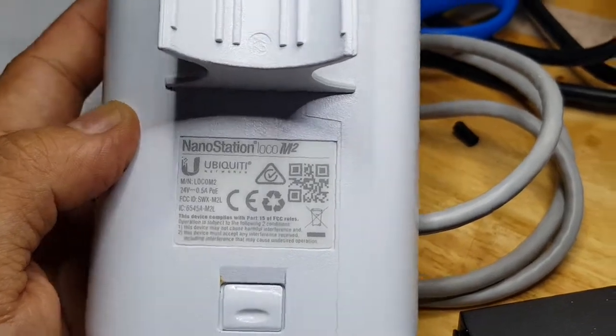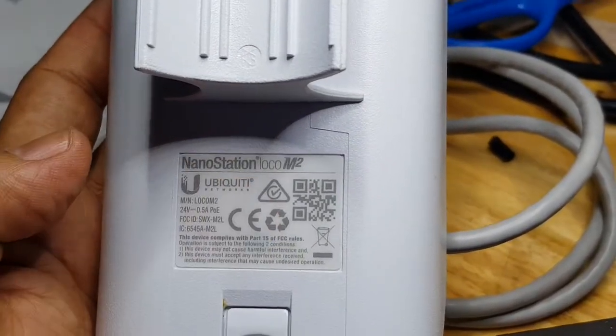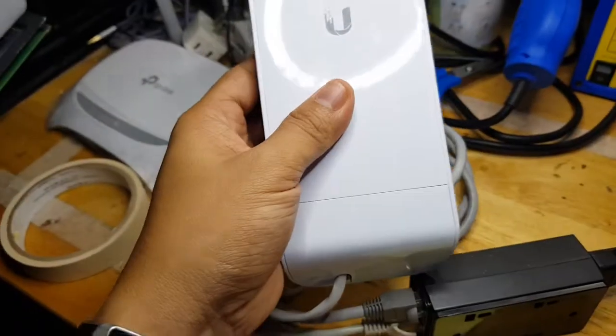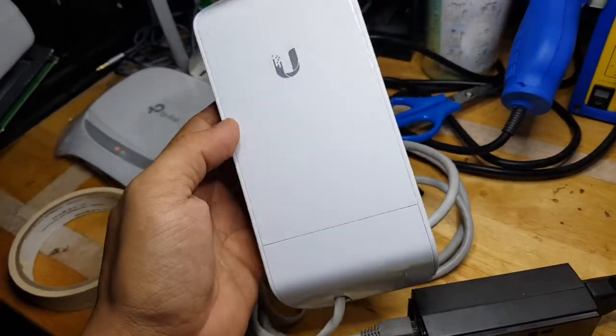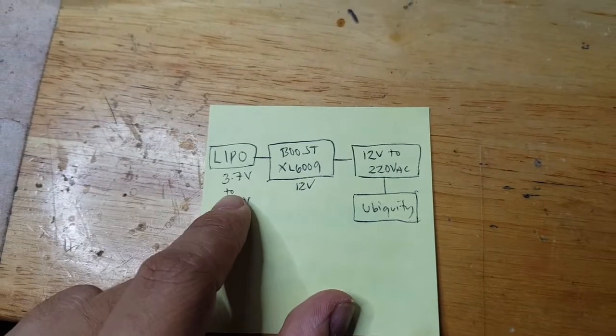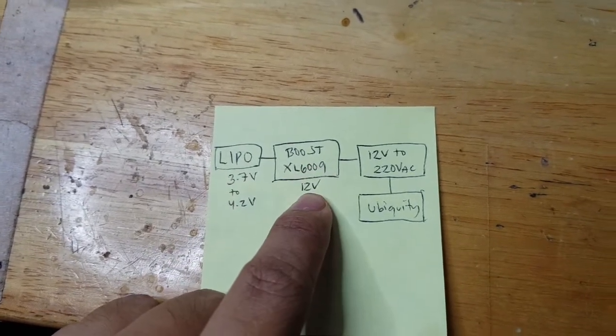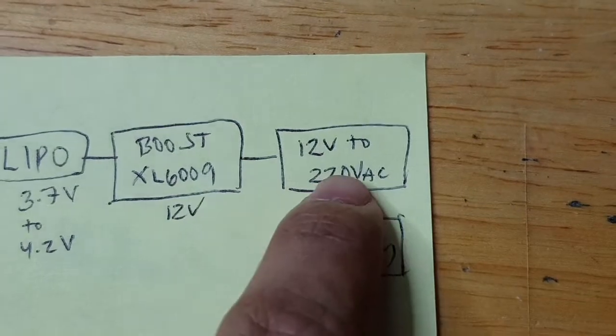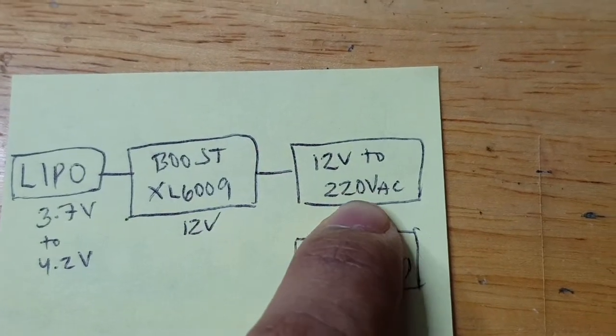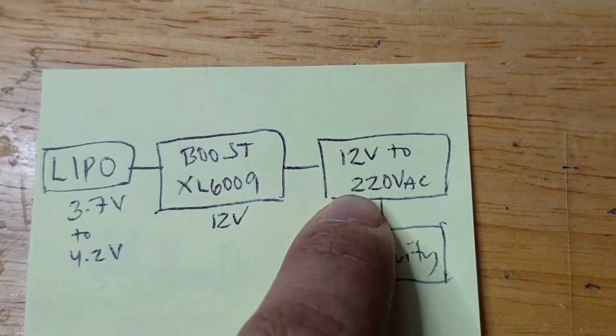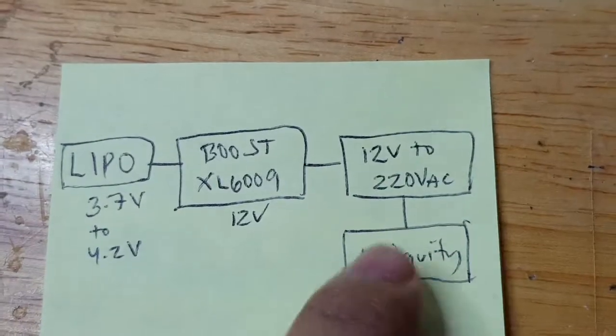In this video, I'm going to show you how we can power this Ubiquiti nanostation just by using a LiPo battery. This is the setup that we're going to follow: a LiPo, then we're going to boost it into 12 volts, then the 12 volts will be converted to 220 volts AC or 110 volts AC using an inverter before it goes to the Ubiquiti.